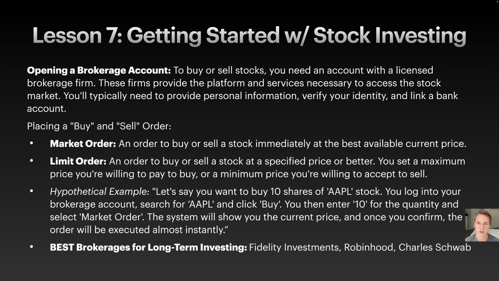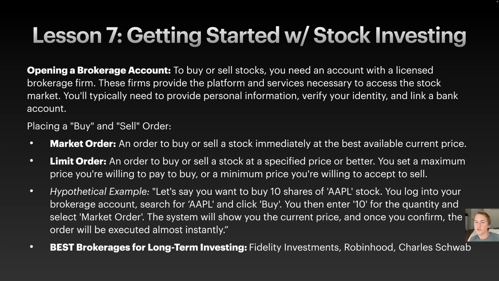Limit order: in order to buy or sell a stock at a specified price or better, you set a maximum price you're willing to pay to buy or a minimum price you're willing to accept to sell. So a limit order, if you use it, will fill you at the exact price that you want to get filled at. So it's nice. You can set that limit order, forget about it. If the stock comes down and hits it, you buy it. If the stock goes up and hits it, you can sell your stock.